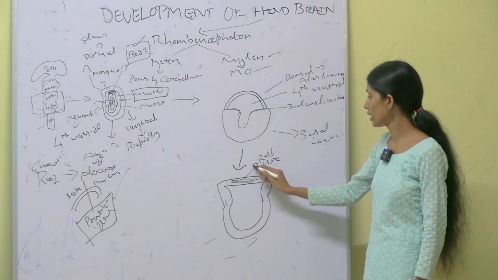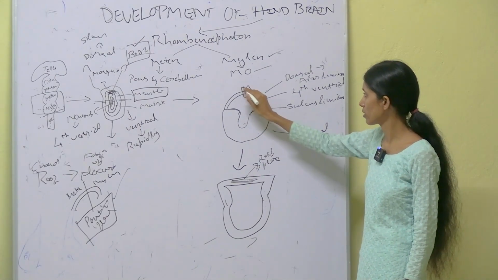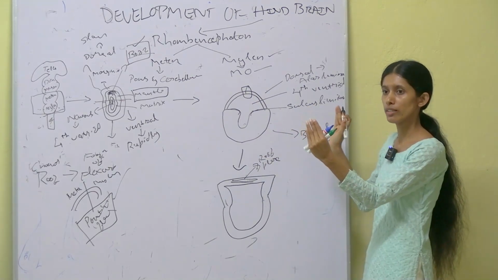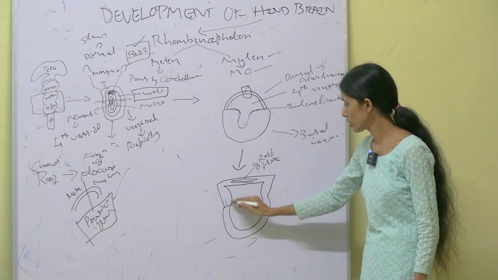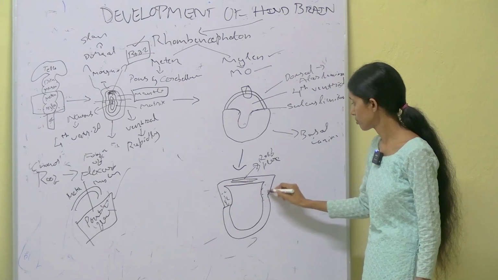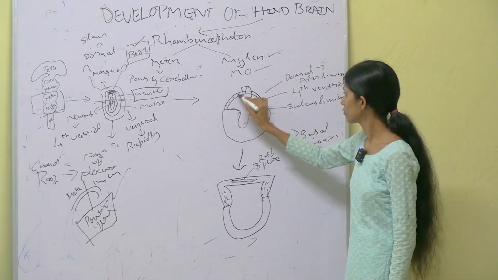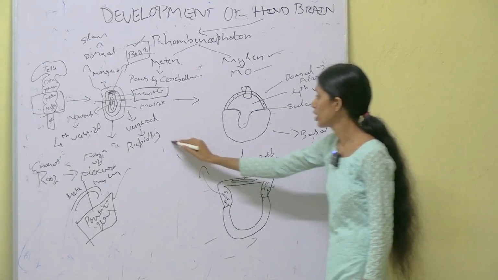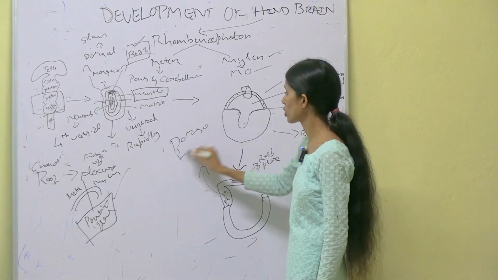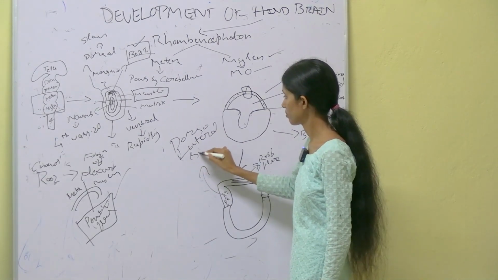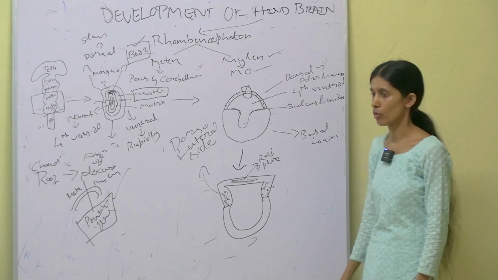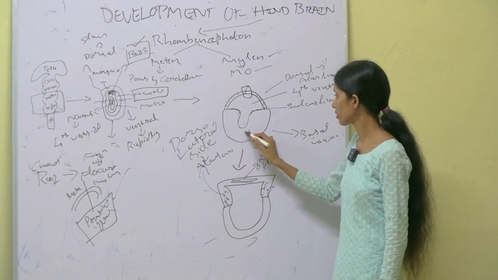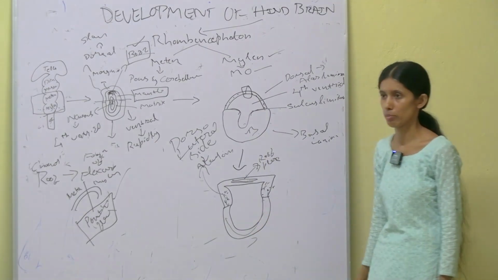Okay, so due to the elongation of this roof part, your alar lamina is going to be pushed towards the lateral side. Okay, so now this is the alar lamina part. Your alar lamina is pushed towards the dorsolateral side. Okay, alar lamina. And your basal lamina will remain the same.